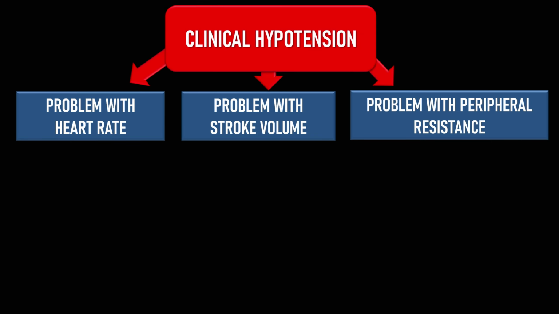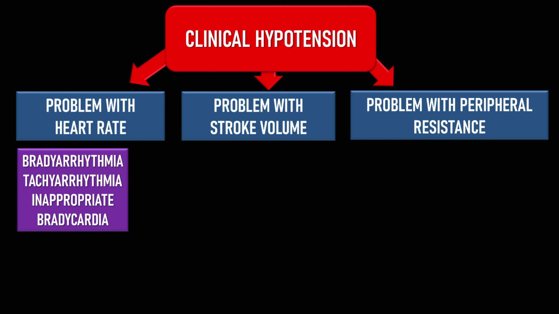Once you've ruled out iatrogenic hypotension, you need to think about clinical causes of hypotension, and that's the real focus of this tutorial. And again, there's a problem with the heart rate, a problem with the stroke volume, or a problem with peripheral resistance. With the heart rate, we may have bradyarrhythmias, tachyarrhythmias, or an inappropriate bradycardia in a vasodilated state.